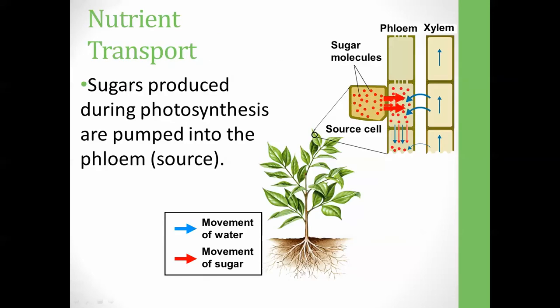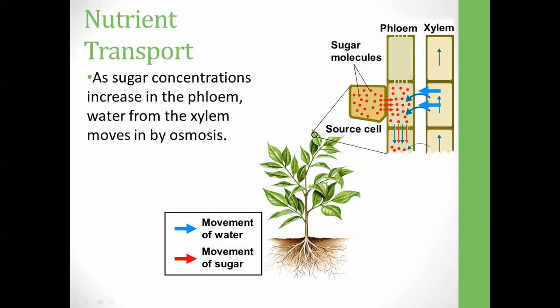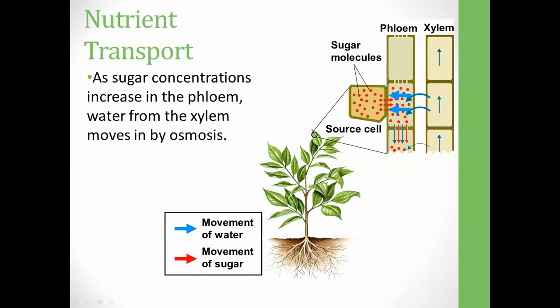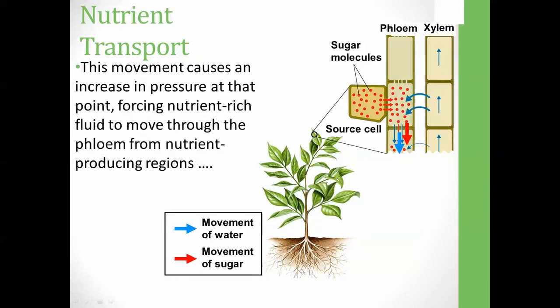So how this works, if I go to the next slide. We're going to start with the very tip of the leaf here, where sugars produced during photosynthesis are pumped into the phloem. As you can see up here on the right, you have some moving arrows. We have our source cell where the sugars are being produced moving into the phloem. So that's step one, the movement of sugar into the phloem. And as sugar concentrations increase in the phloem, water from the xylem moves in by osmosis. So our first step is sugars moving in. After sugars move in, water follows from the xylem.